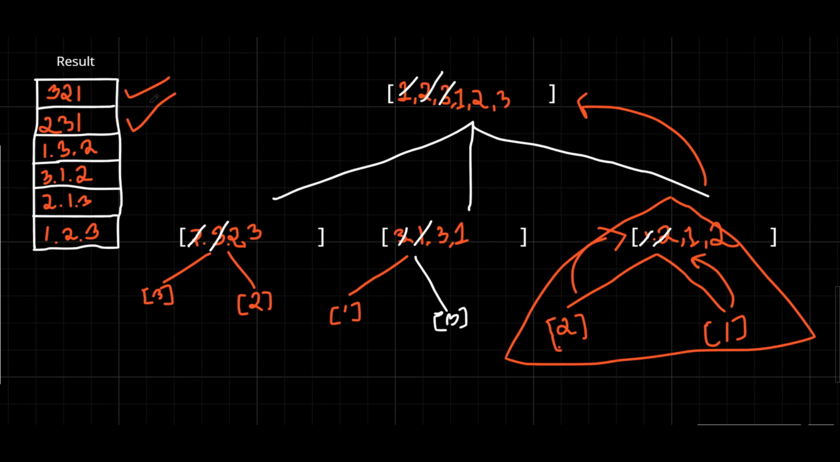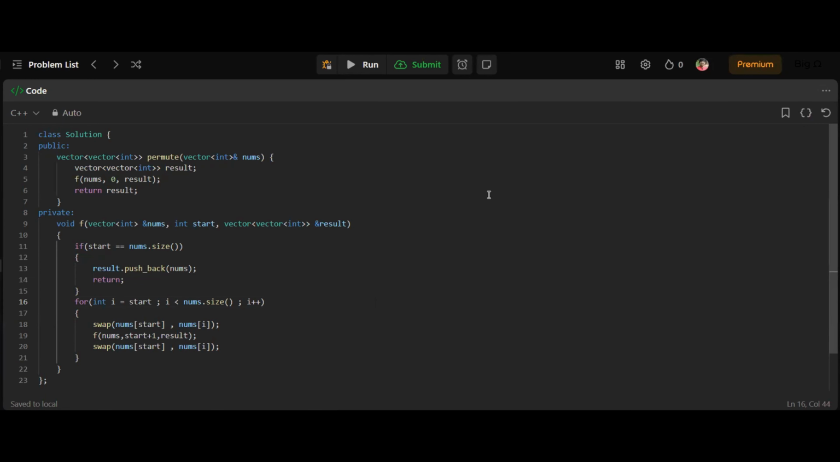Now let's move on to the actual code. In this code, we are given a function named permute, and the parameter of this function is a vector, and we have to return a list of vectors after completion of this function. Now we have to declare a vector result to store all possible permutations of this input array, and we have to recursively call a backtracking function.